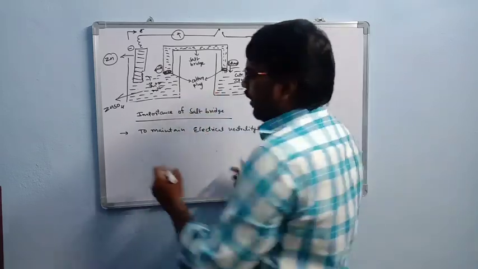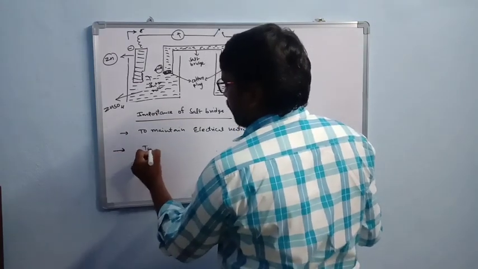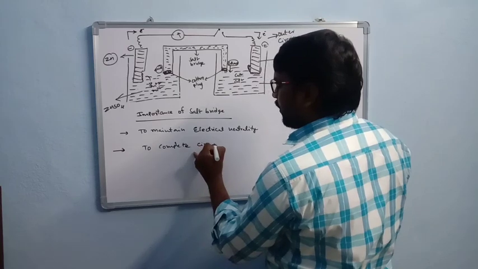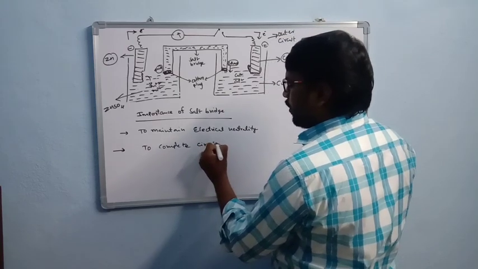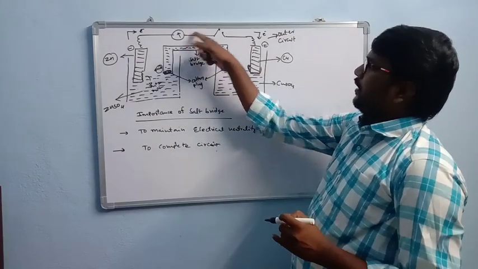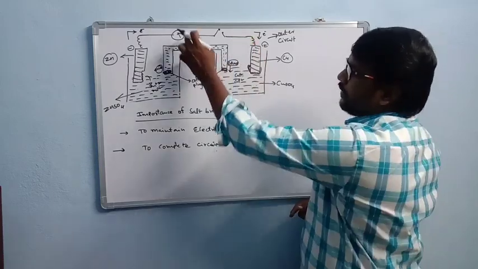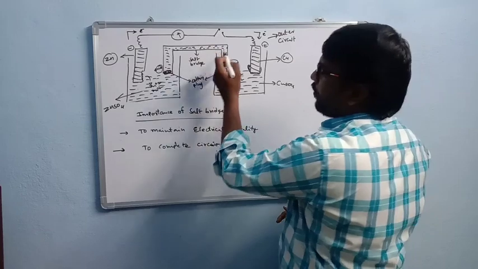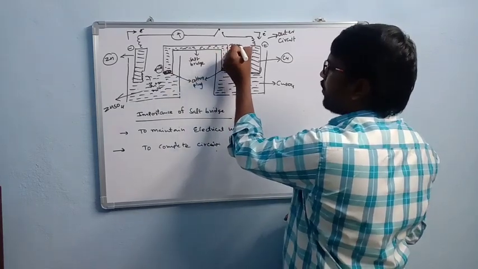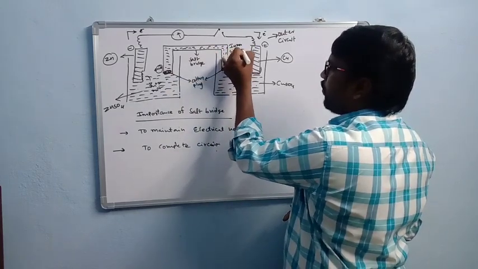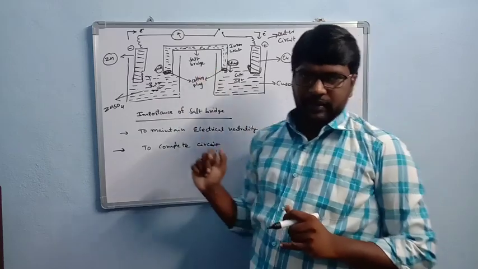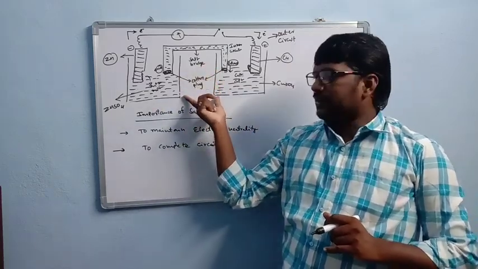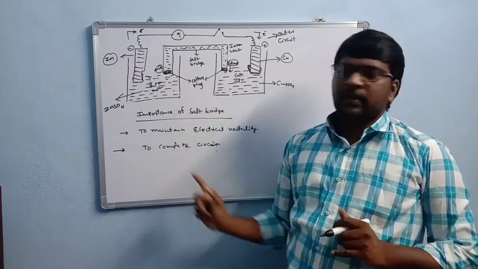That is one. And you see, to complete the circuit, the salt bridge is used. The wire acts as the outer circuit, in which electrons migrate. The salt bridge acts as the inner circuit, in which ions migrate. By migration of ions from the salt bridge, electrical neutrality takes place and the circuit is completed.